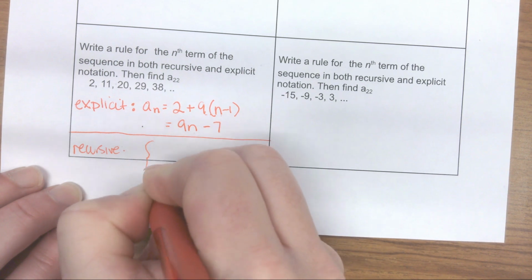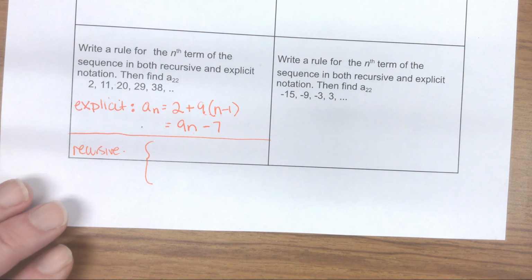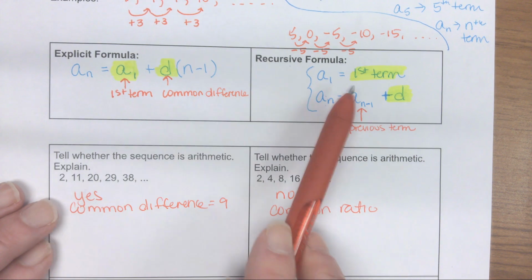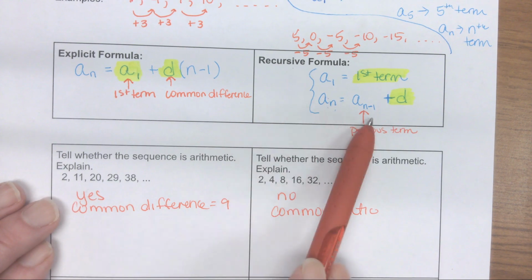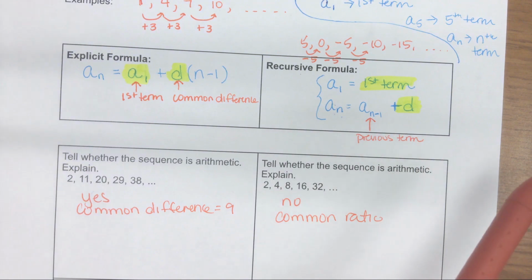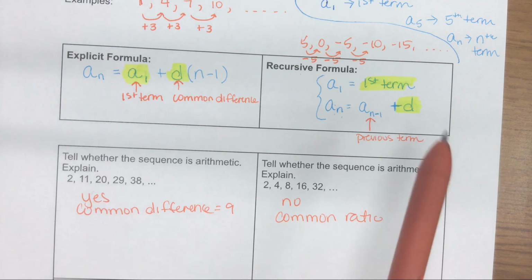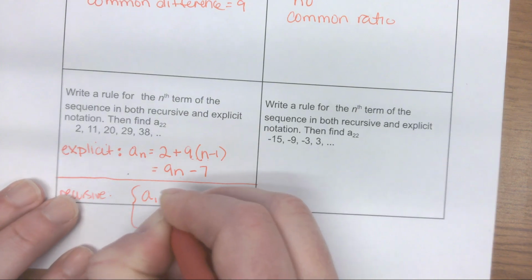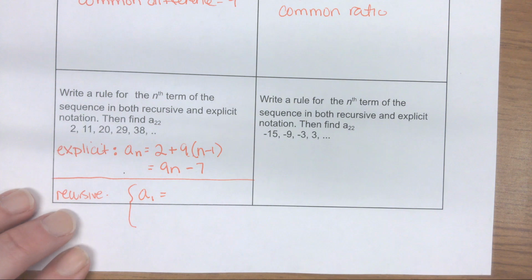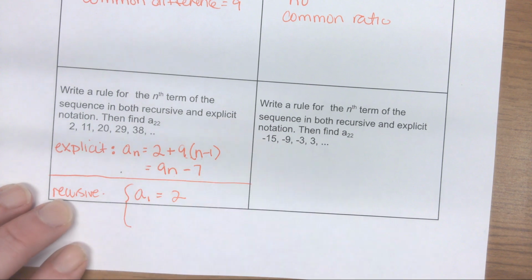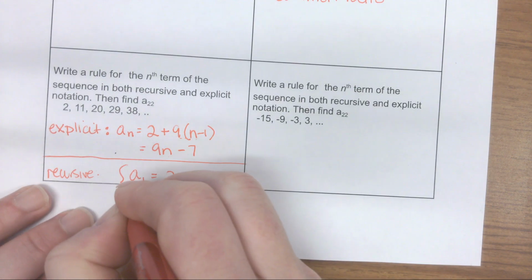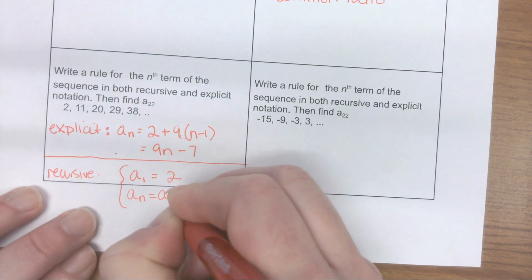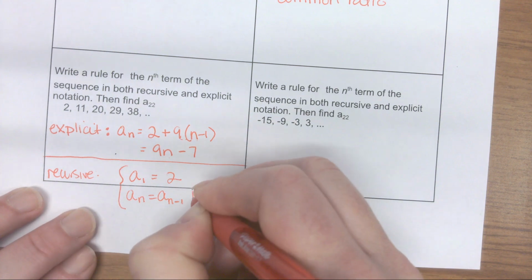For recursive, we need our 2 parts. Okay, I'm going to go back up here, just put my paper up here. Remember, these 3 things, the ones I didn't highlight, those are always going to be there because it's just describing general terms. We're going to fill in the first term here and the d here. So we're going to write a sub 1 equals, and then we're going to put the first term in there, and you told me it was 2, right? And then to find a sub n, we take the previous term, which we're going to write as a sub n minus 1, and we're going to add 9 to that.